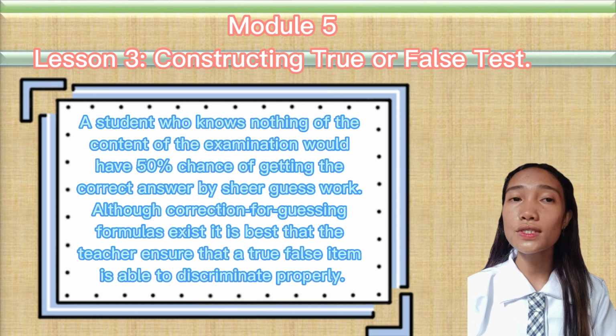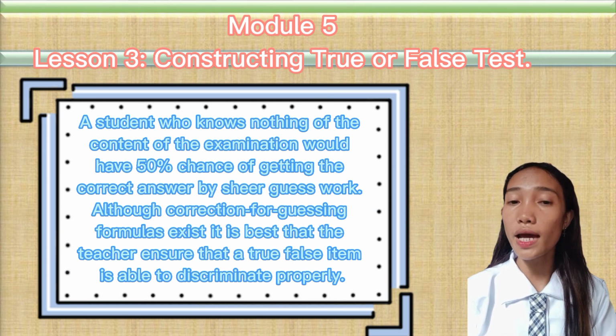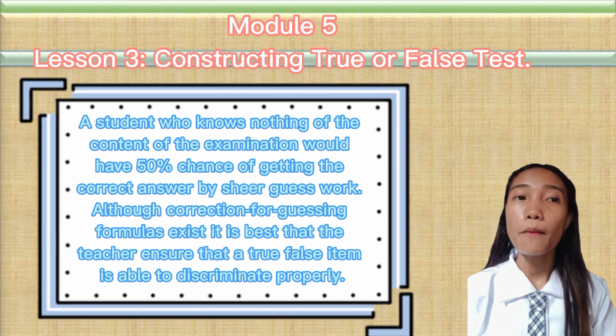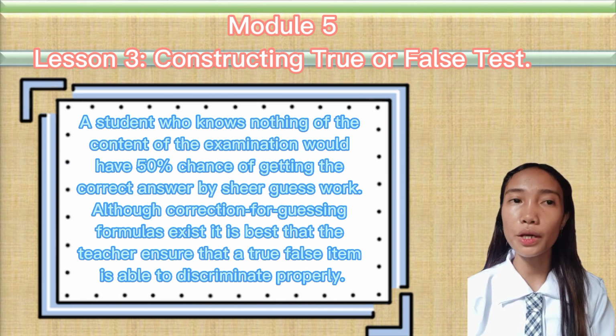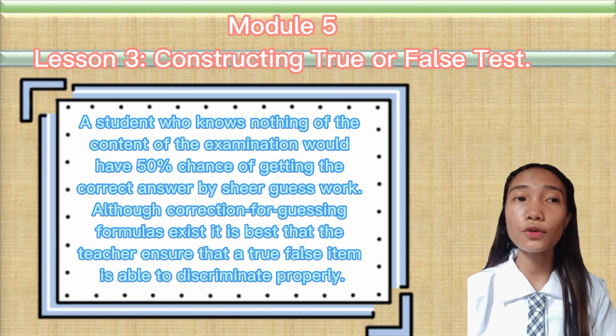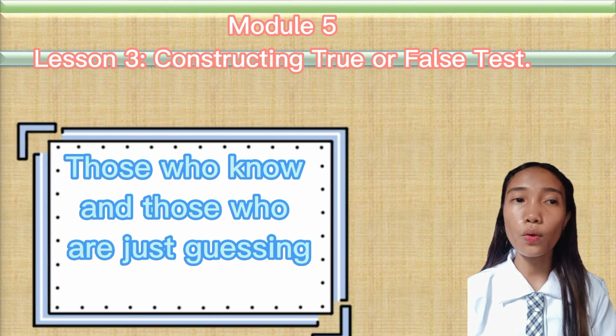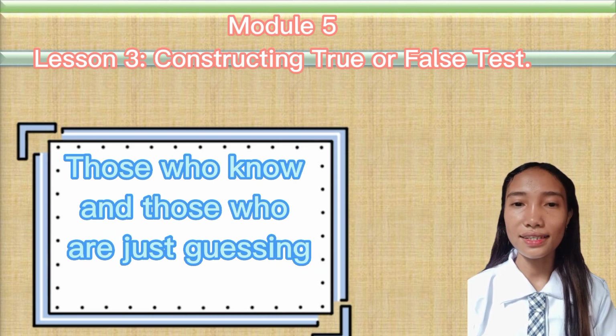A student who knows nothing of the content of the examination would have a 50% chance of getting the correct answer by sheer guesswork. Sheer guesswork is a process of trying to guess or estimate something without knowing all the facts or information. Although correction for guessing formulas exist, it's best that the teacher ensure that a true or false item is able to discriminate properly between those who know and those who are just guessing.